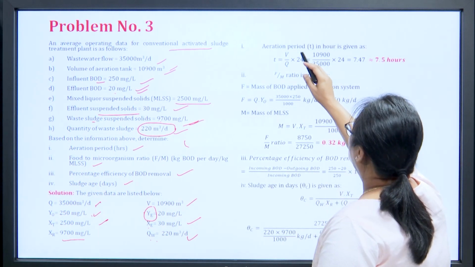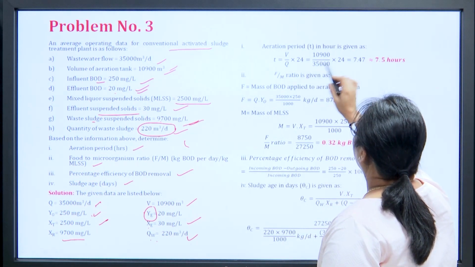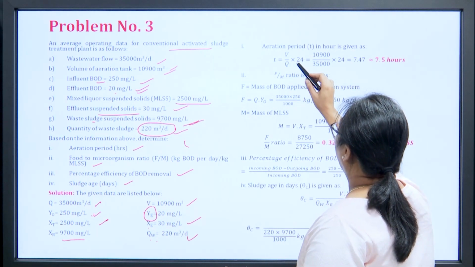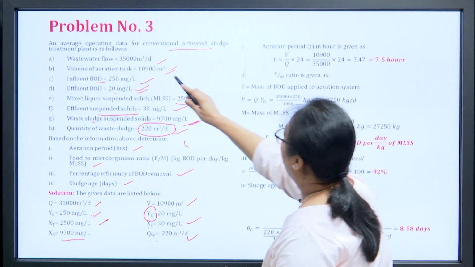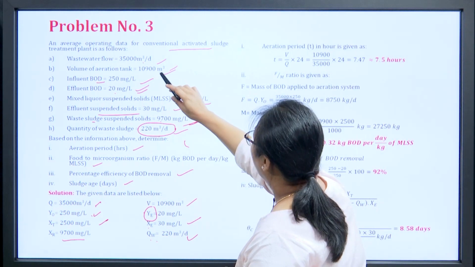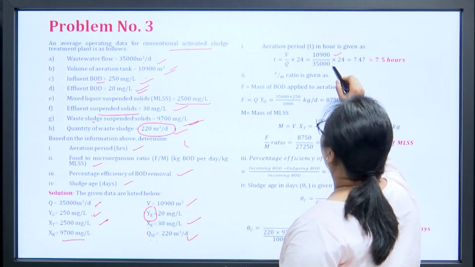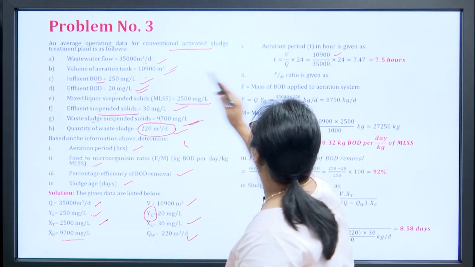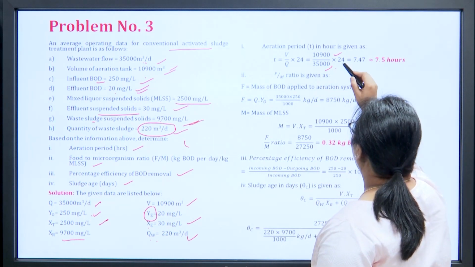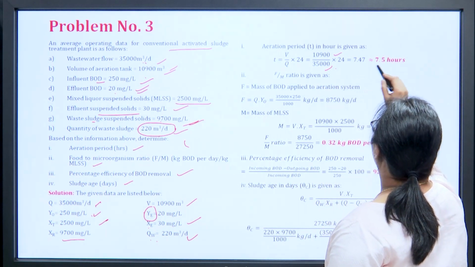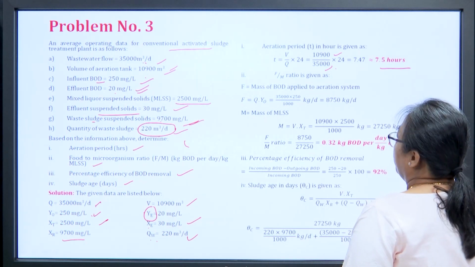So, as already aeration period is given in hours as T equal to V by Q into 24. This V is 10,900 meter cube, and this is 35,000 meter cube per day. So, you convert per day into hours, right. So, you get around 7.5 hours, right.